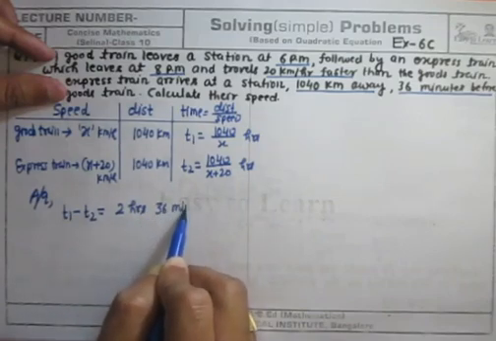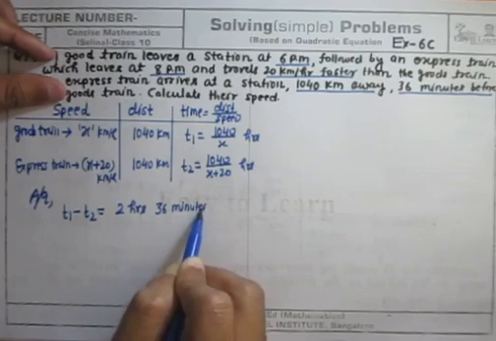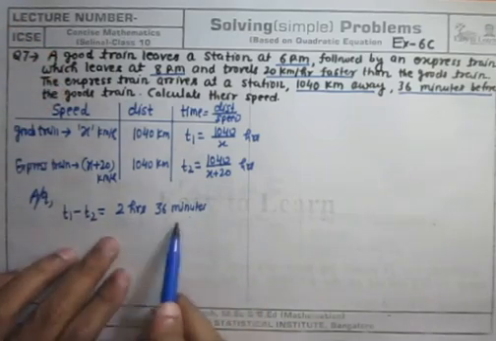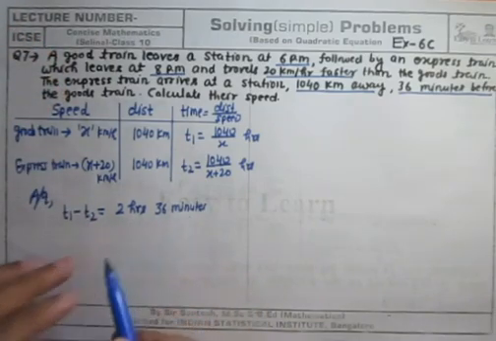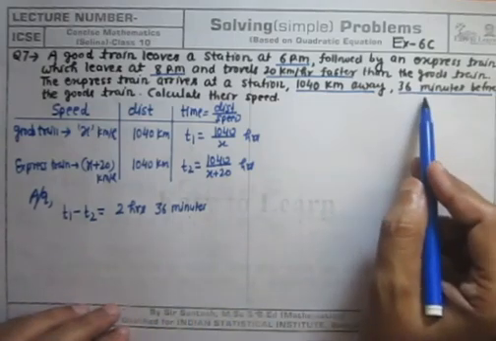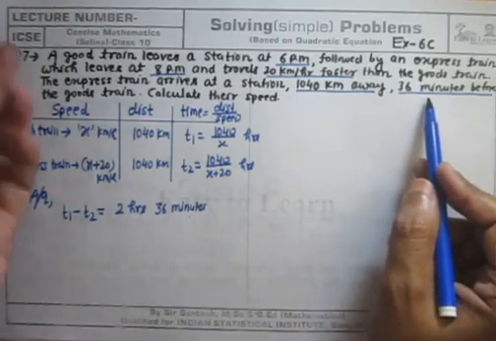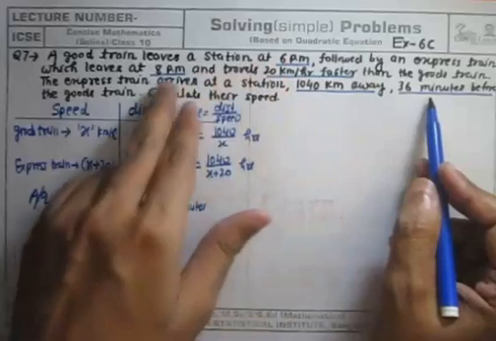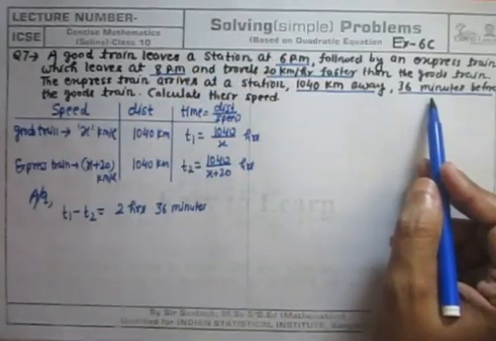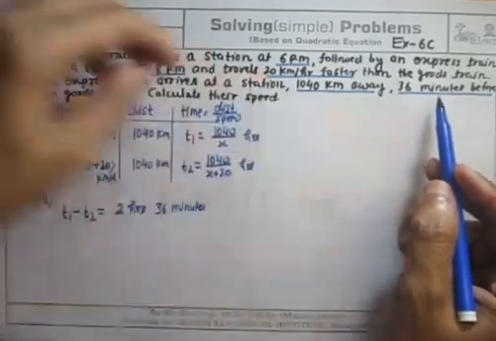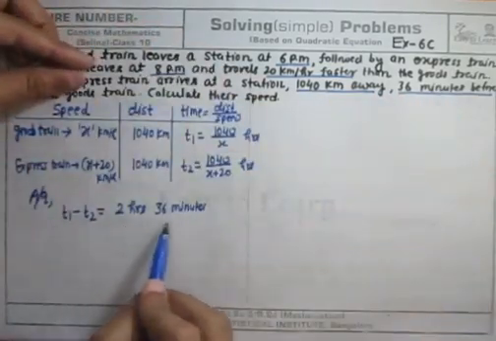Now please be careful at this stage. Here the time difference is not 36 minutes only. At the starting point there is a difference of 2 hours. That means the express train is saving 2 hours plus 36 minutes. So the total time difference must be 2 hours 36 minutes.